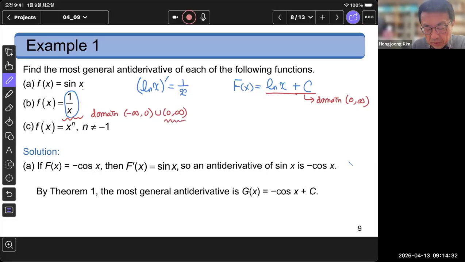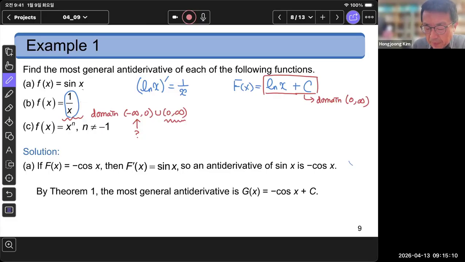Then how about this negative x? So if you write down log x plus c, then that is half correct. And if this were the actual exam problem, then you would get only some partial credit because you didn't find the antiderivative for these negative x values.